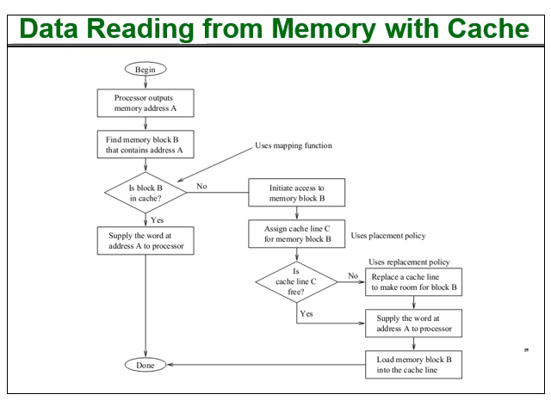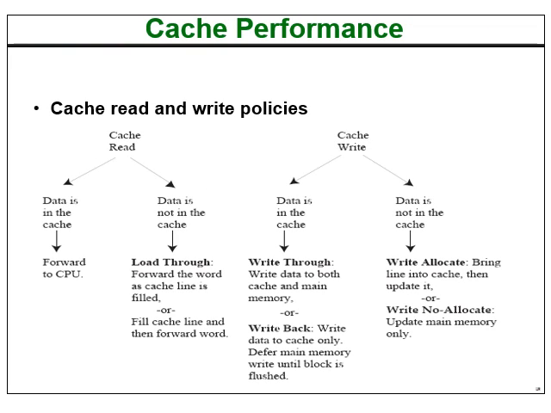Now let us see the various possibilities of cache operation. If I talk about cache performance, there are two basic operations. One is the cache read operation, one is the cache write operation. Cache read operation means reading the data from the cache memory. Cache write operation means writing the data onto the cache memory. Once again, if I talk about cache read, there are two possibilities. This is the cache hit possibility where the data is present in the cache. This is the cache miss possibility where the data is not present in the cache.